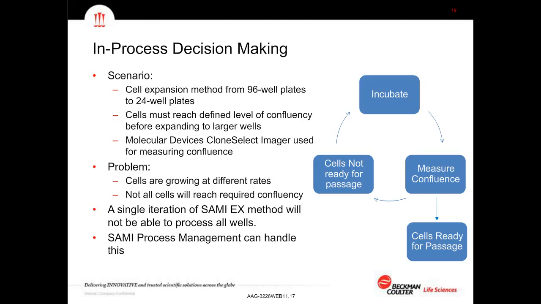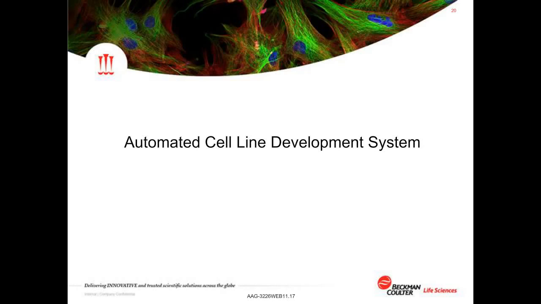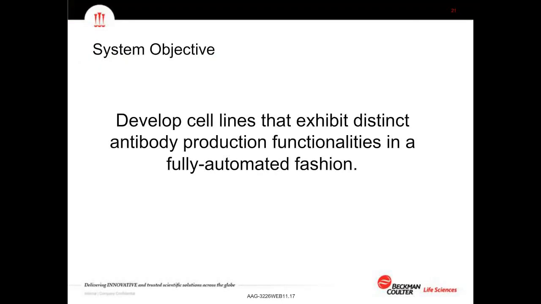So moving on to the final part of my slides, I want to talk about an example automated cell line development system. This is actually a live system we have out in the field that is trying to develop cell lines that exhibit distinct antibody production functionalities in a fully automated fashion. So this is processing a very large number of cells, beyond what we can handle manually, in order to screen for antibody production functionalities and scale up the ones that we want to carry forwards.